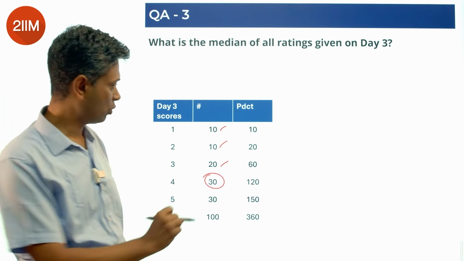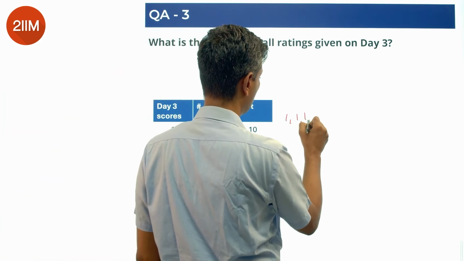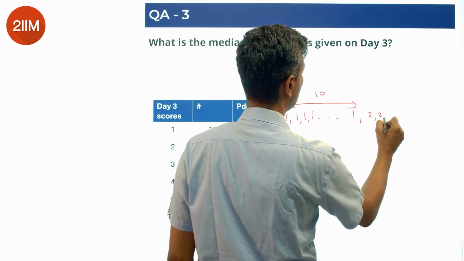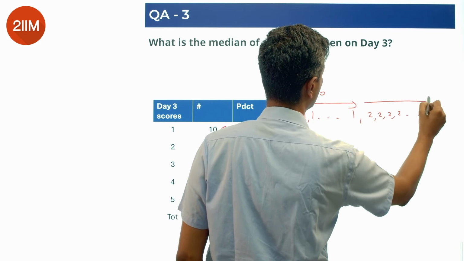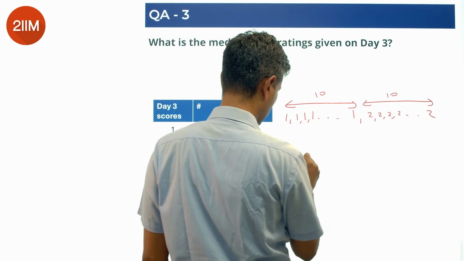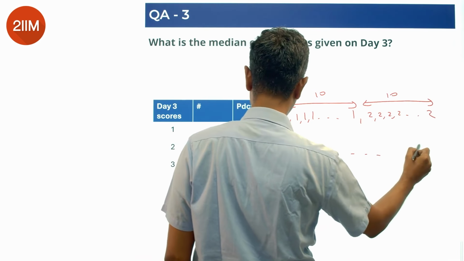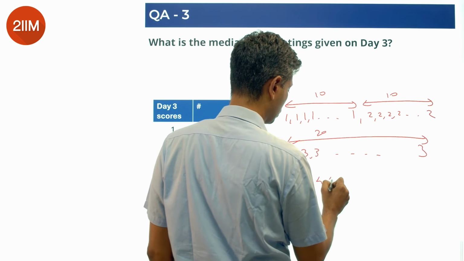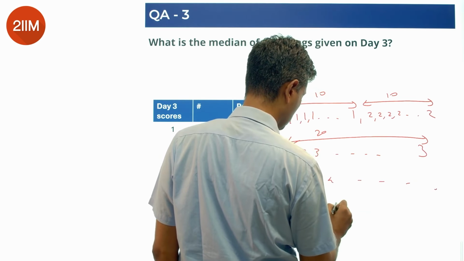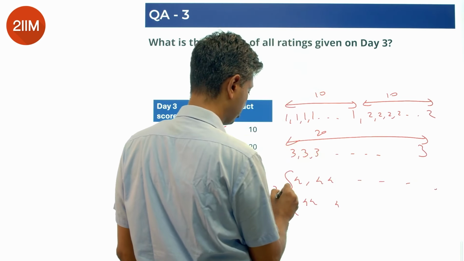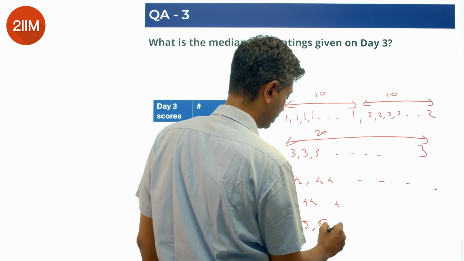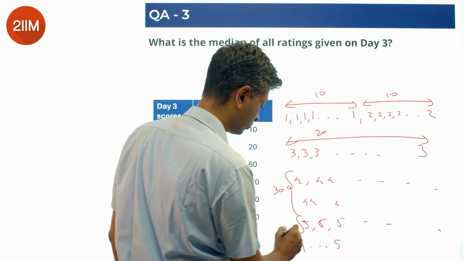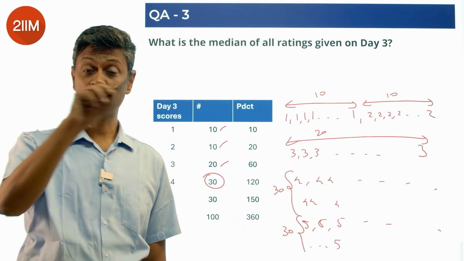So how do we arrange this? So we have 1, 1, 1, 1, 10 times. 2, 2, 2, 2, 10 times. 3, 3, 3, 20 times. 4, 4, 4, 30 times. And 5, 5, 5, 30 times. This is the ascending order of everything put together.